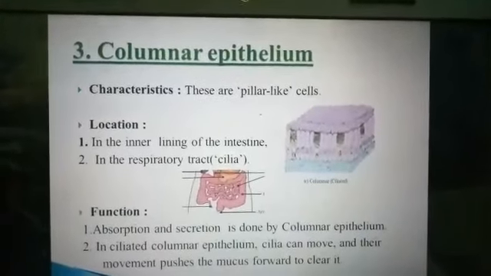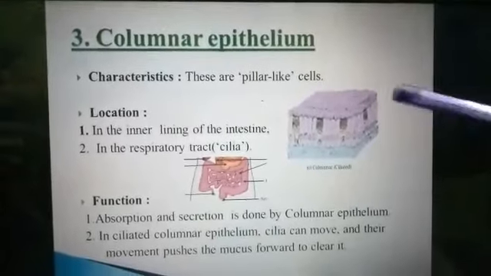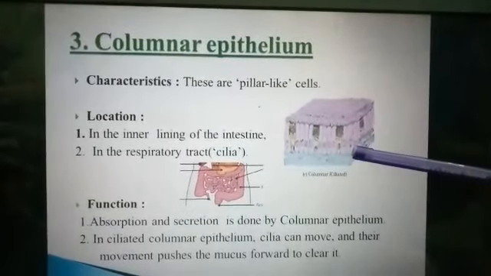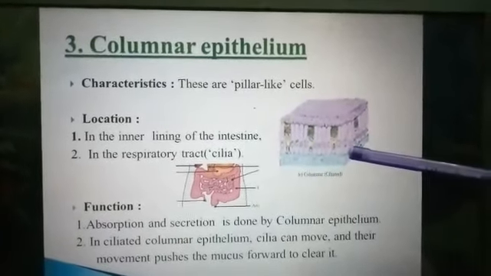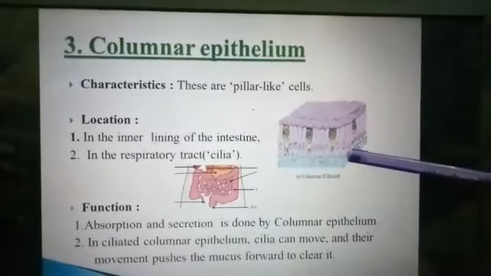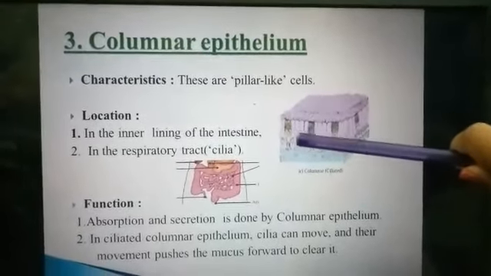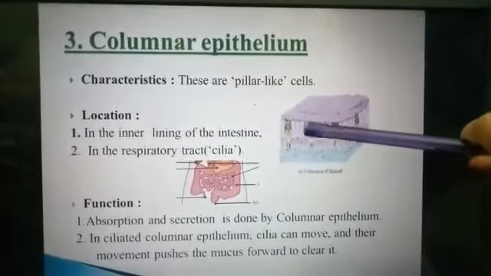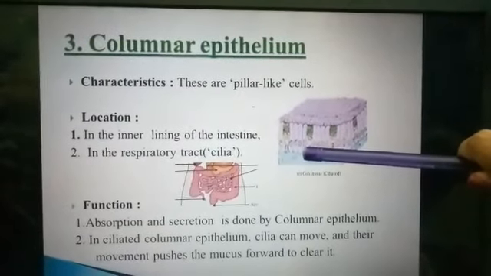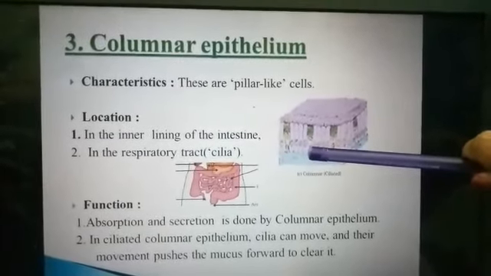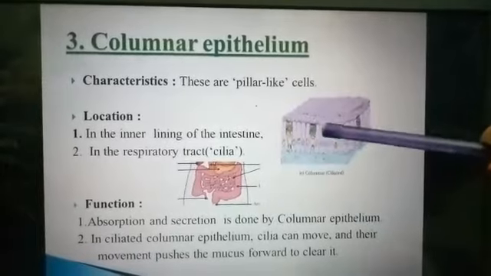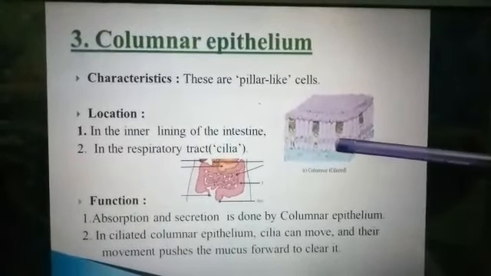Then next, number three is columnar epithelium. Just observe this diagram. Observe all the diagrams very carefully. The secret of all these epithelium lies in the diagram itself. Just look here. Each cell is like a pillar. Pillar means column-like, right? So all these column-like, pillar-like cells are present, right?